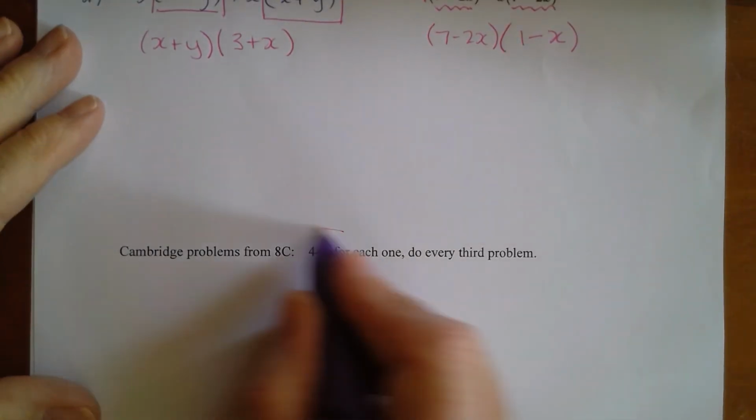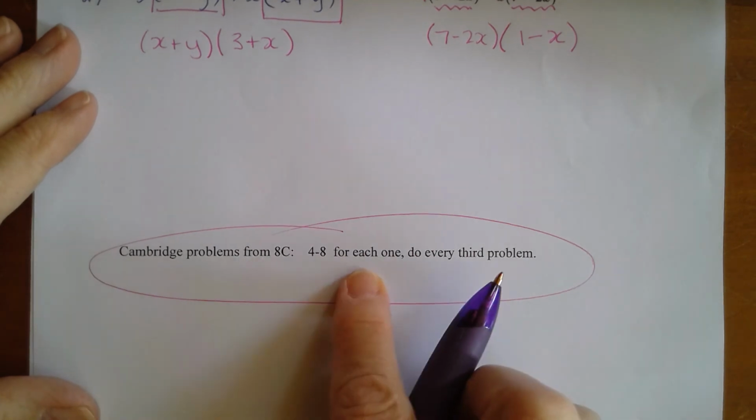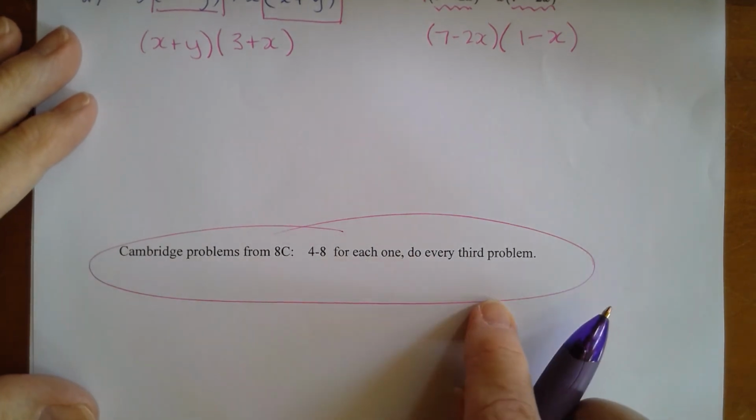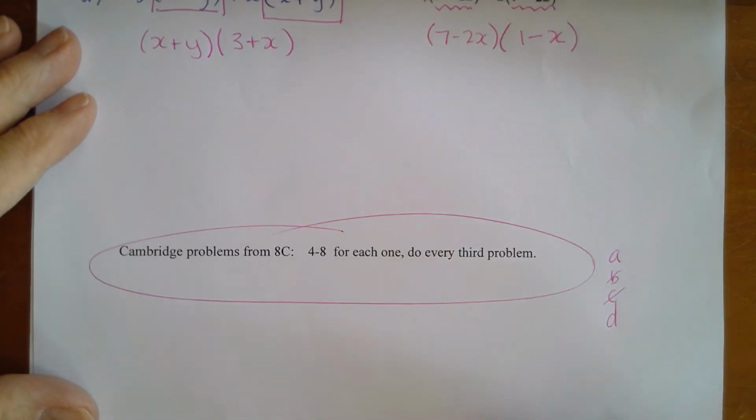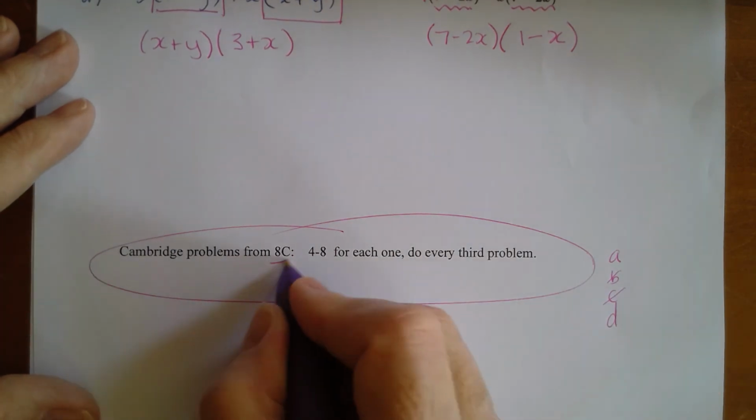Okay, in 8C, you're going to do 4 through 8, and for each one, you're going to do every third. So you're going to do A, and then you're going to skip B, and skip C, and do D. Skip E, skip F, do G. Okay, so that's what you're going to do in 8C of your Cambridge book.